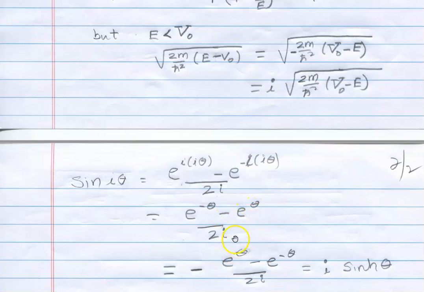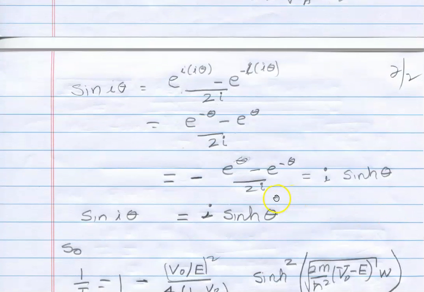And I can factor out a minus sign to get this in first, and minus e to the minus theta, and it's divided by 2i, and minus 2i here. And I can factor out the i, so 1 over i. And then I've got e to the theta minus e to the minus theta over 2. Well, that's nothing more than the hyperbolic sine, or the sinh of theta.